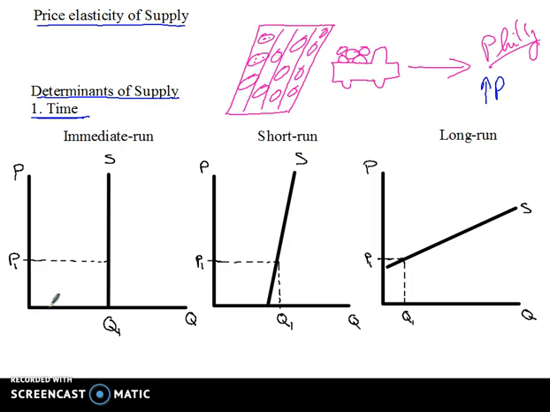He cannot sell any more watermelon in the immediate run. So let's see what that looks like on the graph. Here's my quantity of watermelon on the horizontal axis, my price of watermelon on the vertical, and we have a perfectly inelastic supply curve in the immediate run. Why is that perfectly inelastic? Well, if the price of watermelon is P1 and he brought Q1 watermelons to market, and the price gets bid up to P2 on this Saturday morning as I described, he could still only bring Q1 units of watermelon to market.